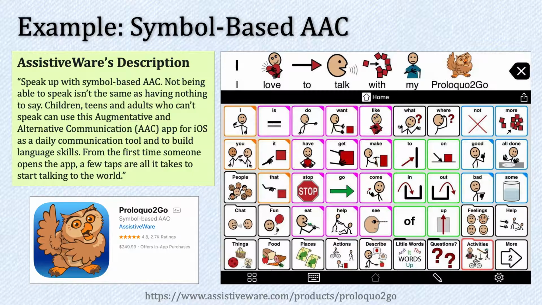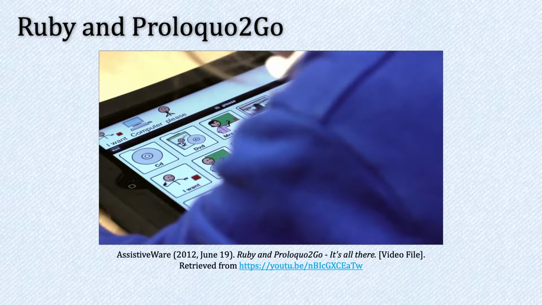And so let's take a look at an example of an individual named Ruby and how she uses Proloquo2Go. Let's just watch a minute or so of this particular video.